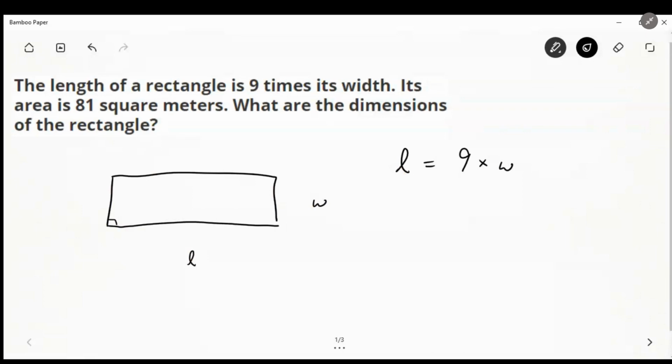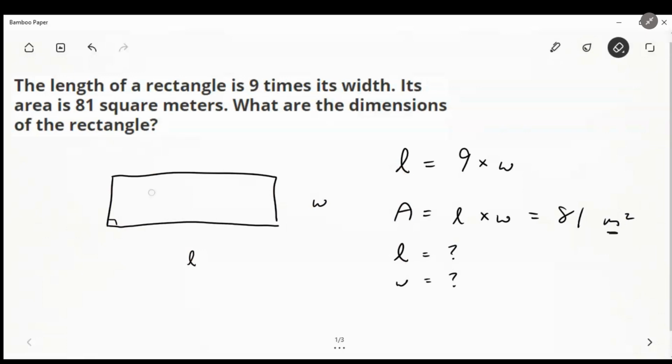And it's also giving us another thing, which is that the area, which we know for a rectangle is just length times width, is equal to 81 square meters. So what are the dimensions of the rectangle? So what it's asking for is length and width. And we're going to give these in meters because that's the unit that it gives us.